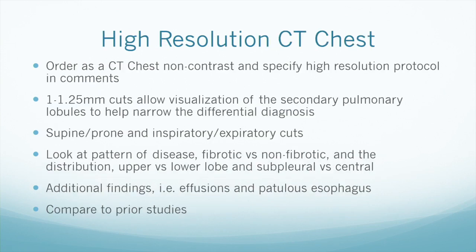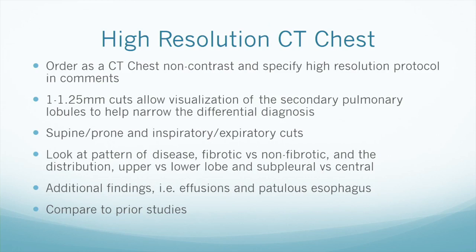I do want to emphasize the importance of radiology for these patients. So X-ray is not enough. We do have to get a high-resolution CT chest. High-resolution CT chest allows for 1 to 1.25 millimeter cuts to allow best visualization up to the secondary pulmonary lobules. We often get supine versus prone and also inspiratory expiratory cuts to look for air trapping, eliminating any effect that atelectasis could have.